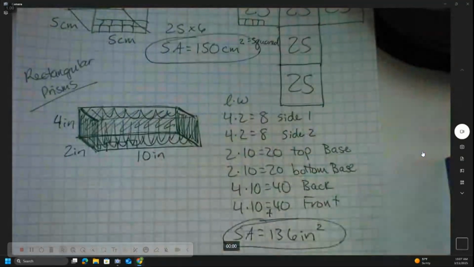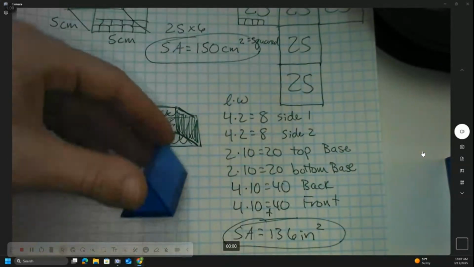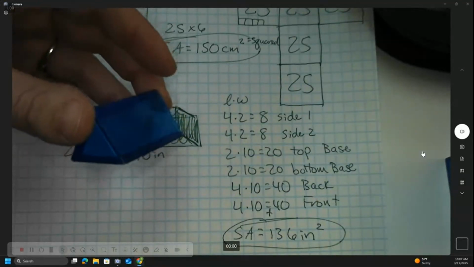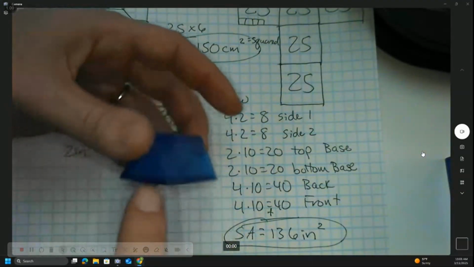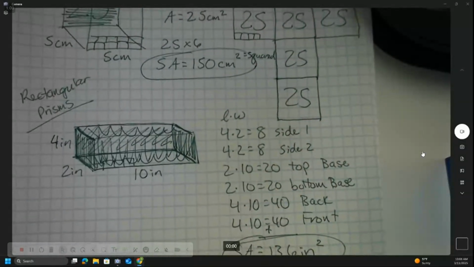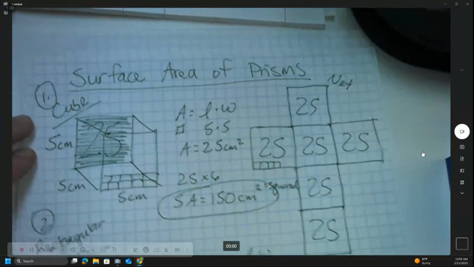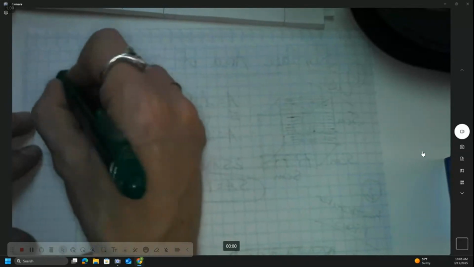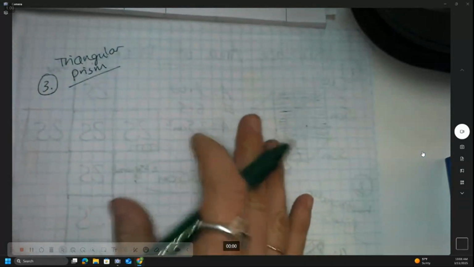I'm going to show you one more example, and it's of a triangular prism. It's a triangular prism because the bases are a triangle. So you guessed it, we're not just going to use length times width for this part. We got to use 1/2 times base times height for this part. So that was number 1, the cube. Number 2 was the rectangular prism. Number 3, I'm going to turn over my paper so I have more space, is going to be the triangular prism example. Let's go ahead and draw it.